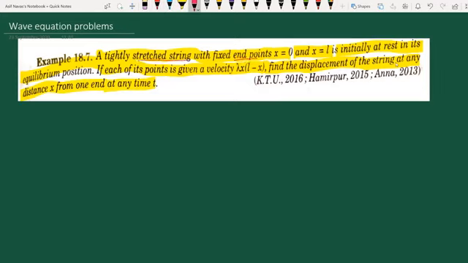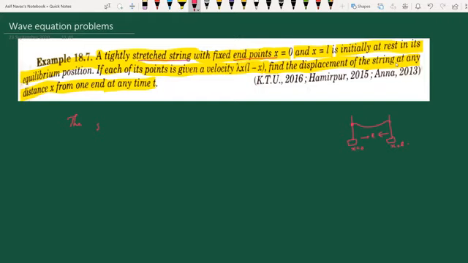So the string is fixed at both endpoints. So the string is of this form, and it is fixed at a distance x equal to 0 and x equal to L. So the total distance is L. And therefore, the solution.